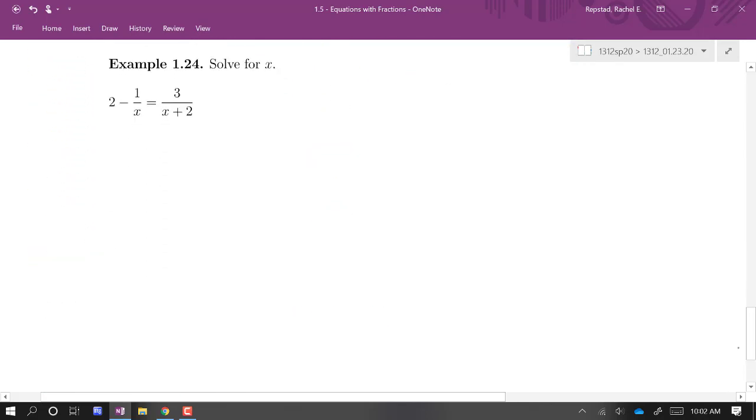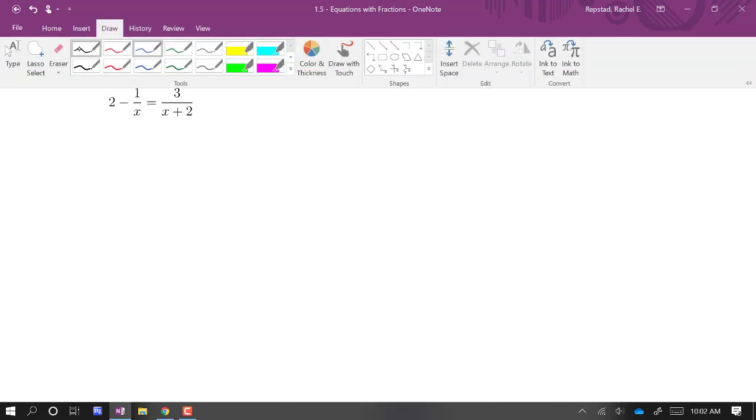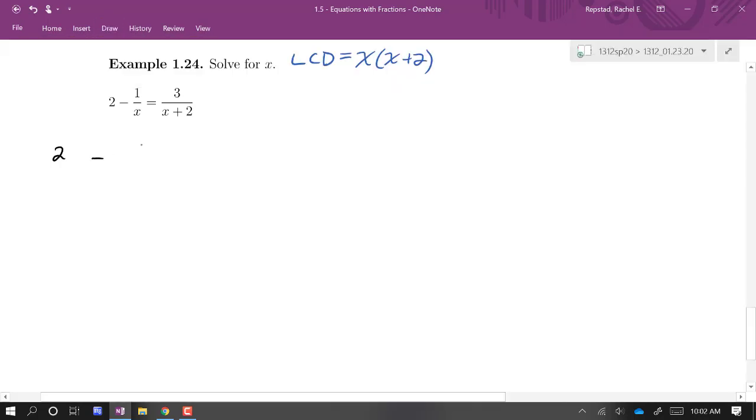So a lot of times, when I just get started and I can see what my LCD is, usually at that point I take a mental note of what my variable is not allowed to be, and then check my answer against those. No factoring to do here. What's my LCD? X times X plus 2. Good. So everything will get zapped by the LCD.